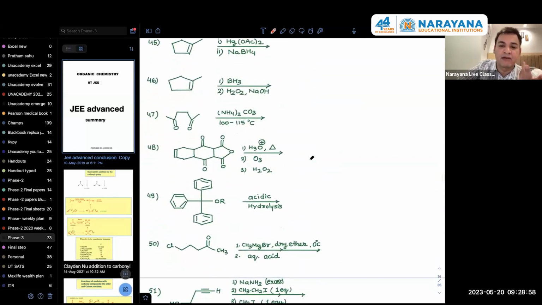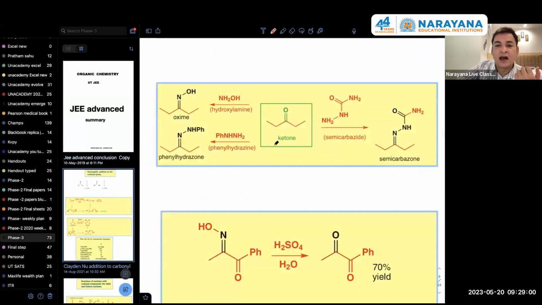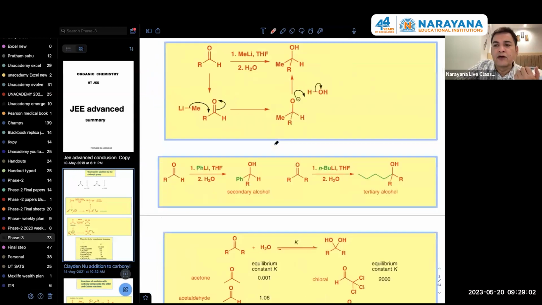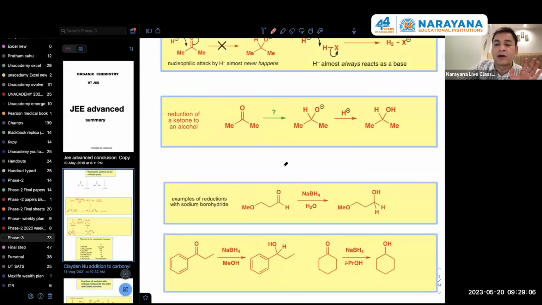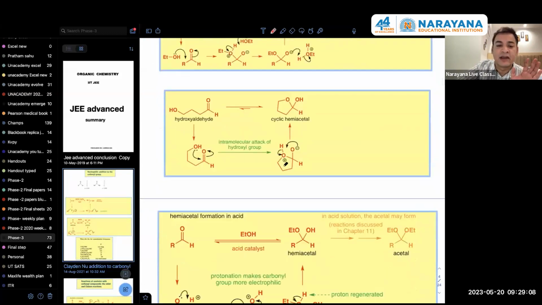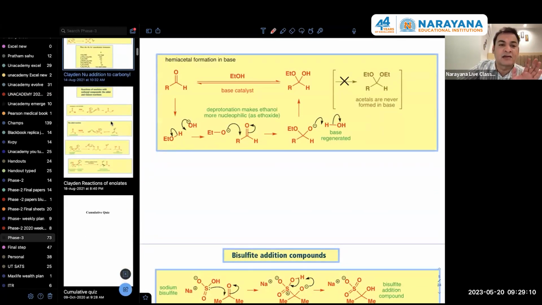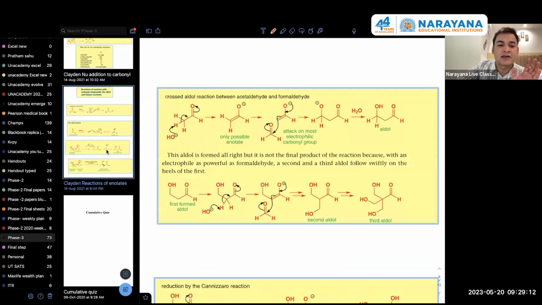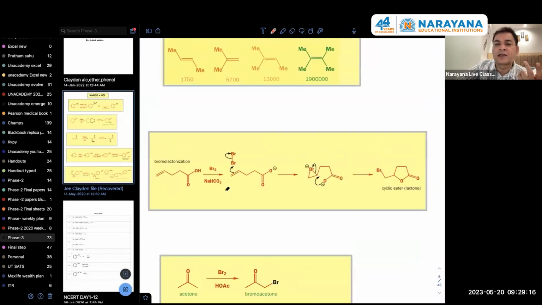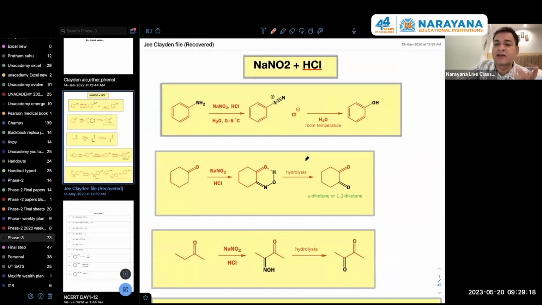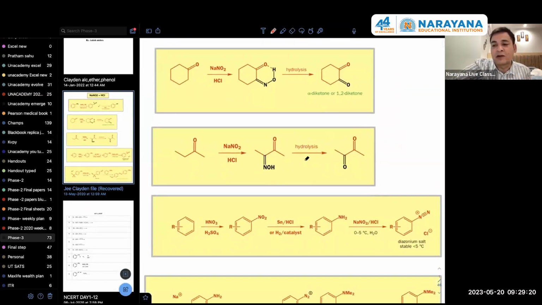Like that, I have prepared one more file like this, and all nucleophilic addition to carbonyl, all reactions from Clayden only I have created here. Like that, many files actually I have prepared. A reaction of enolates. Okay. All NaNO2 plus HCl, how many reactions are given in Clayden, I have collected at one place only.